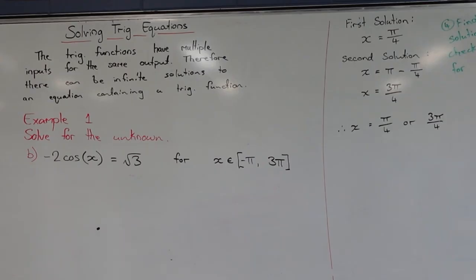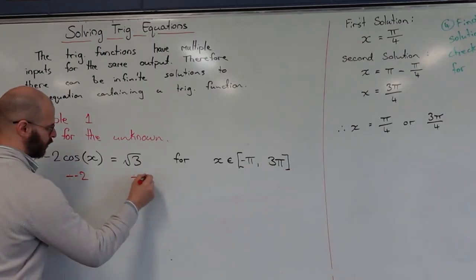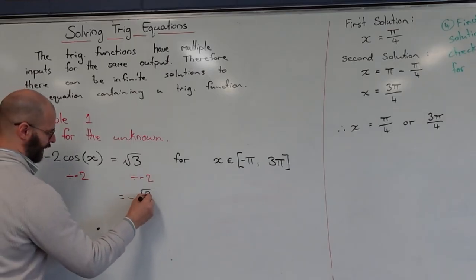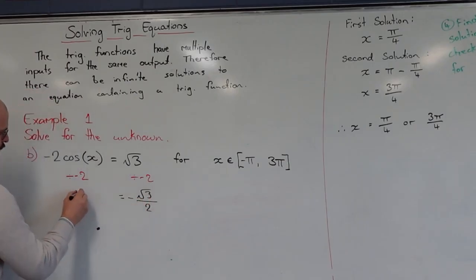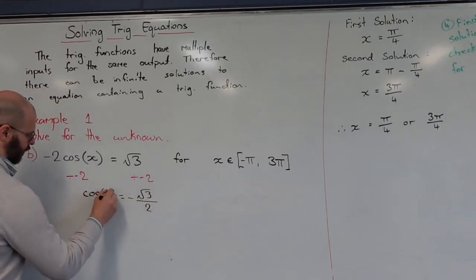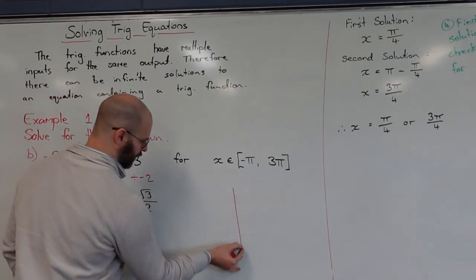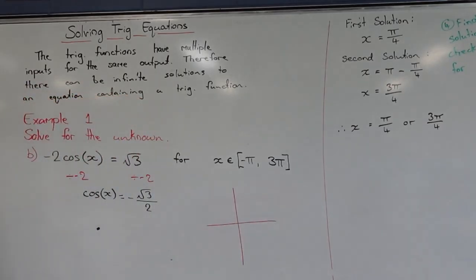All right. So we're going to go minus 2 cos x equals root 3, for the values of x can be minus pi all the way up to 3 pi. A little bit tricky. Now, first step, what should we always do, Zoe? Rearrange to make what? Yeah, we always want to rearrange to make a trig function the subject. So this is going to be minus root 3 on 2 equals cosine of x. Bingo.